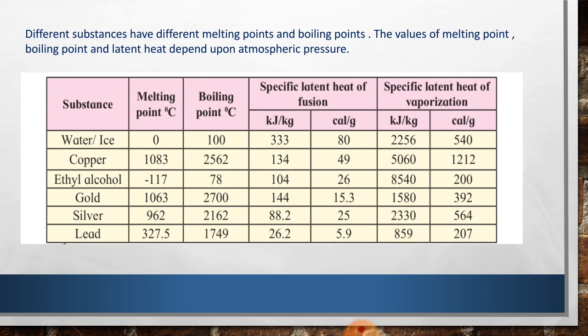Here is one table which shows the substances, their melting point, boiling point, their specific latent heat of fusion and specific latent heat of vaporization. No need to remember all this because you can't remember all these terms, but just go through and see what is the melting point of water and what is the boiling point of water, and like that. So go through the content, go through the table, students.